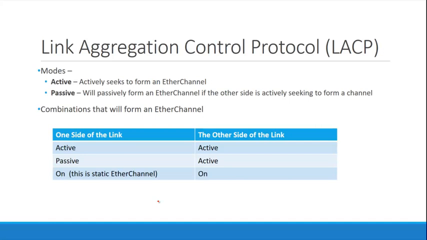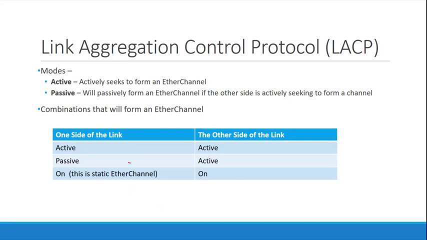And if I look at Link Aggregation Control Protocol, or LACP, my modes are active and passive. Active actively seeks to form an EtherChannel, same as the analogy before, right? It's actively looking to form a channel. Passive will passively form an EtherChannel if the other side is actively seeking to form an EtherChannel. So if I'm configuring LACP, what combinations will form an EtherChannel?